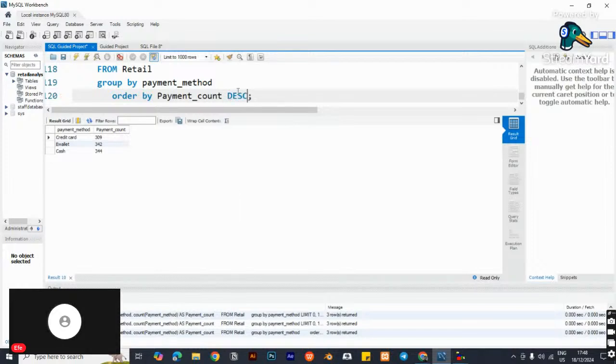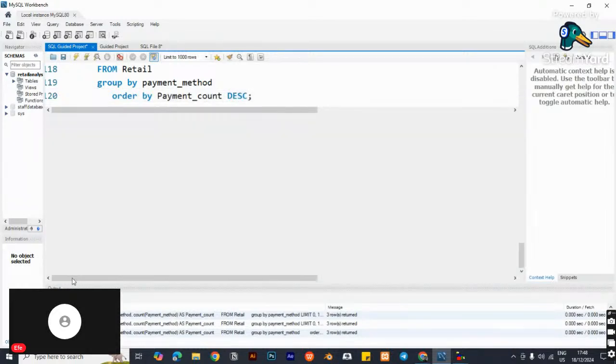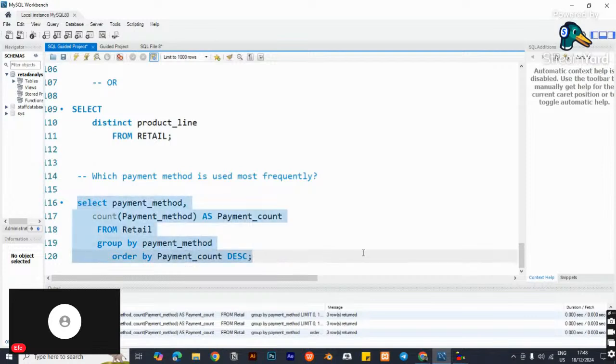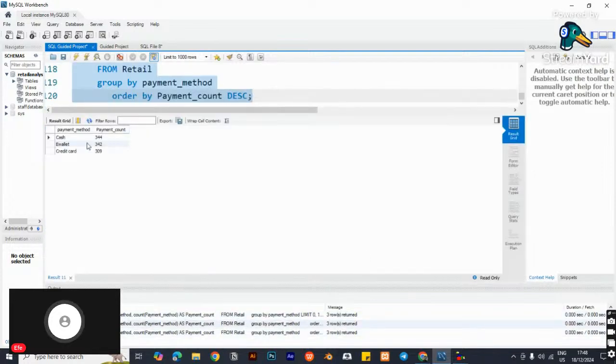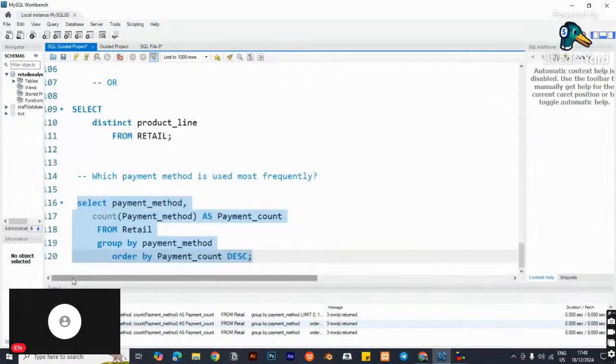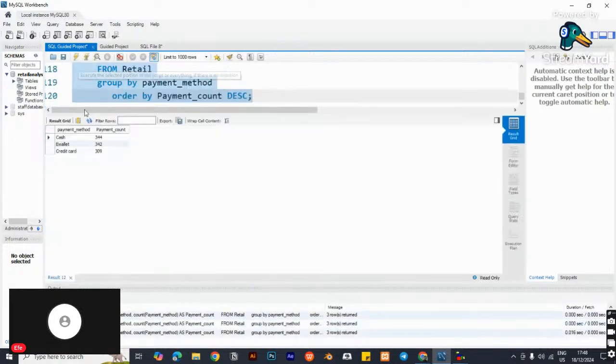We see 344 is at the top, followed by 342, followed by 309. So we can say that cash is the most used payment method. Wow, isn't this interesting? Cash is the most used payment method.